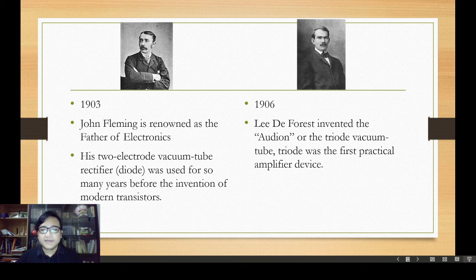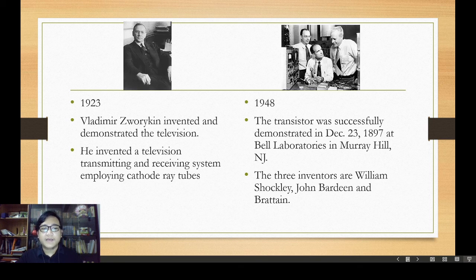In 1906, Lee DeForest invented the Audion, or the triode vacuum tube. The triode was the first practical amplifier device. In 1923, Vladimir Zworykin invented and demonstrated the television. He invented a television transmitting and receiving system employing cathode ray tubes. In 1948, the transistor was successfully demonstrated on December 23 at Bell Laboratories in Murray Hill, New Jersey. The three inventors are William Shockley, John Bardeen, and Brattain.